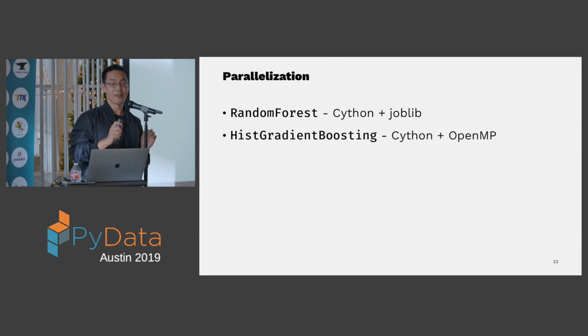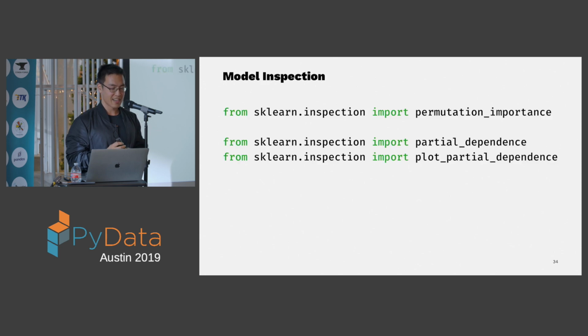Now, after we train these models, these trees, what can we do with them? Well, we could inspect them. In model inspection, we have permutation importance and partial dependence. We also have plot partial dependence.